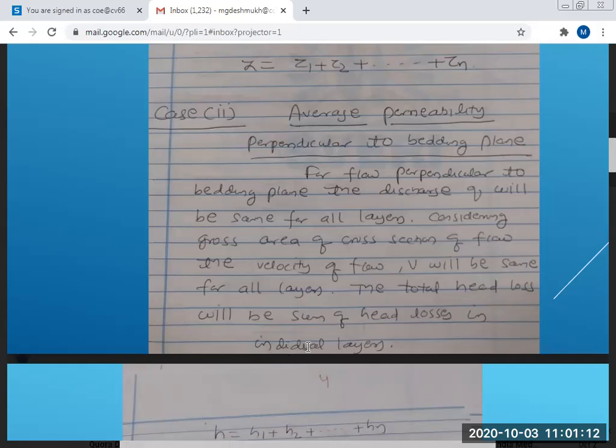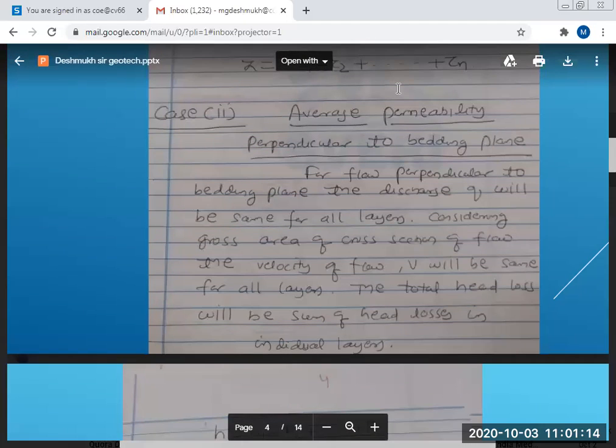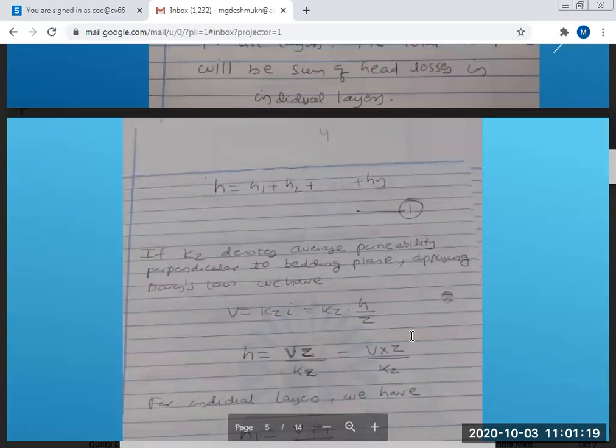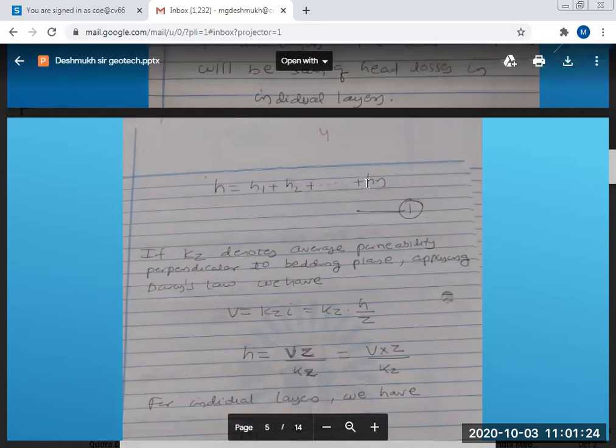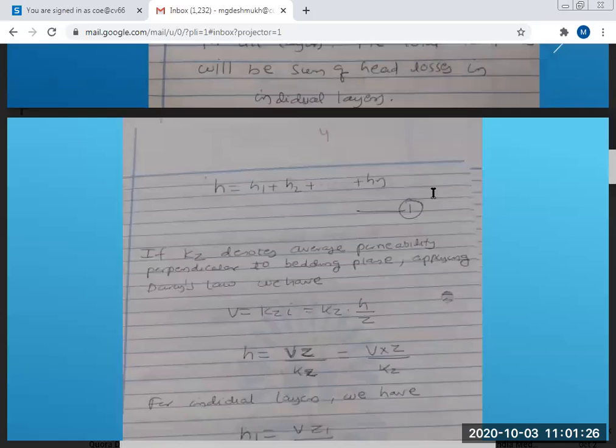The total head loss will be given by the sum of head loss by all the individual layers. So here the head loss changes, and that H is given by H1 plus H2 plus up to Hn. So what is the difference here? There we used to add the discharge. Total Q is equal to Q1 plus Q2 like this up to Qn, and here total head loss you have to take, that is H is equal to H1 plus H2 up to Hn.